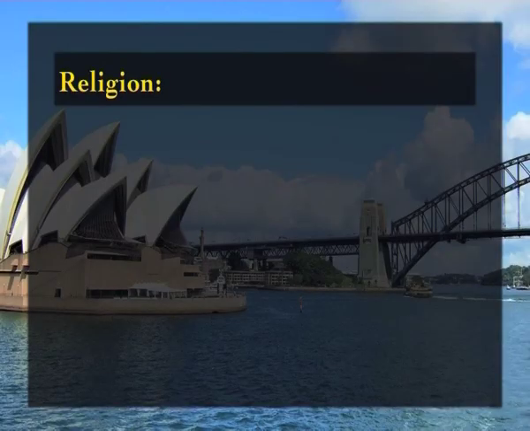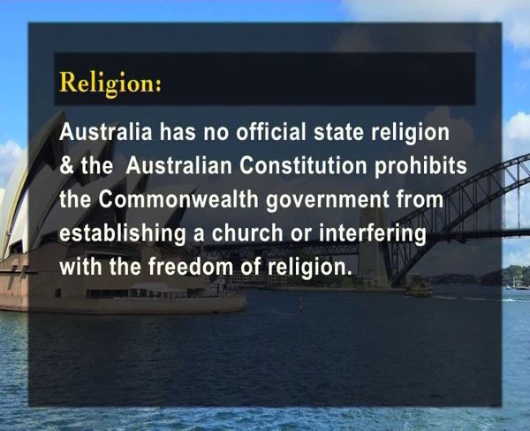Now next coming to religion. Australia has no official state religion and the Australian Constitution prohibits the Commonwealth Government from establishing a church or interfering with the freedom of religion.